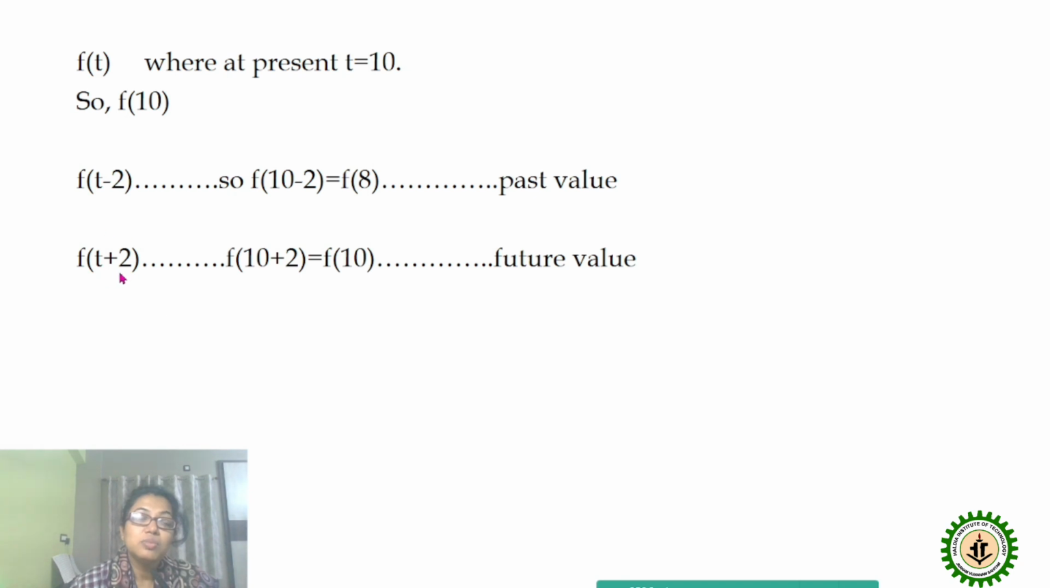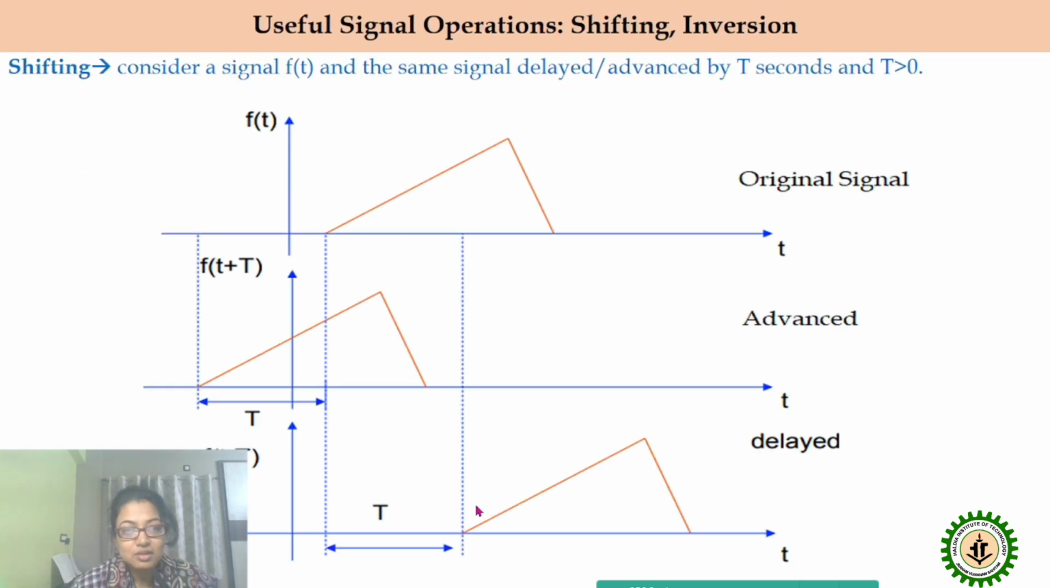Now if I write t plus 2, it becomes f of 12. So 12 and 10, if you compare, 12 will be the future value compared to 10, or the advanced value of 10. So when I write f of t plus 2, it is used for the future or advancement value. When I write f of t minus 2, it is used for the past value or the delayed signal. That's why a minus is used for delayed, and a plus is used to represent the advanced signal.